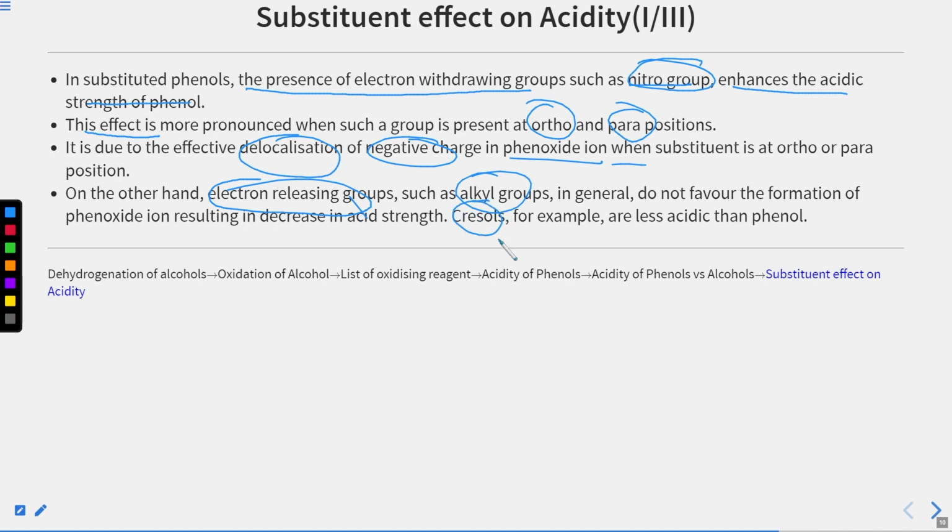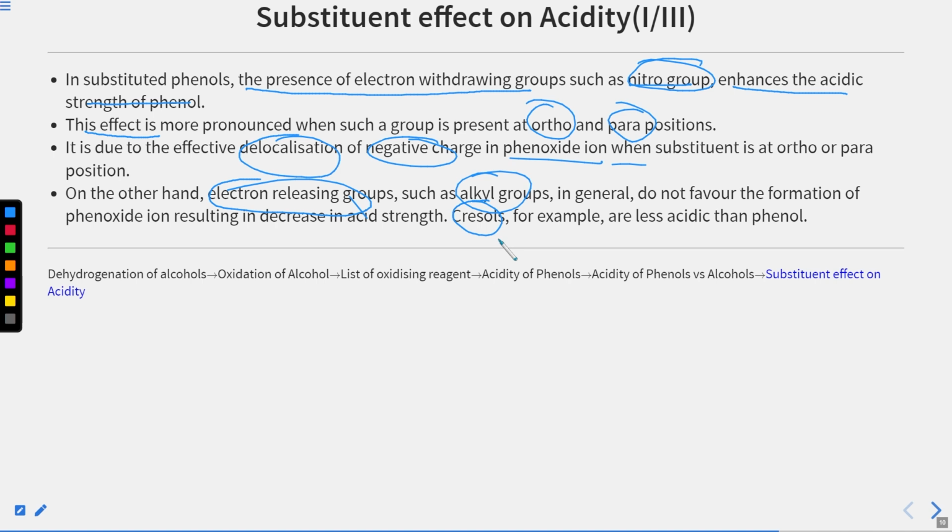What is ortho cresol, para cresol? We'll see why the acidity and basicity is decreased or increased. But for now, if you want to put all of this in a nutshell, I would say if you have an electron withdrawing group in a phenol, then that would increase the acidity, and if we have an electron releasing group, then it decreases the acidity. Now if it is present in ortho and para position, then the electron withdrawing group will make the acidity much higher as compared to meta position.